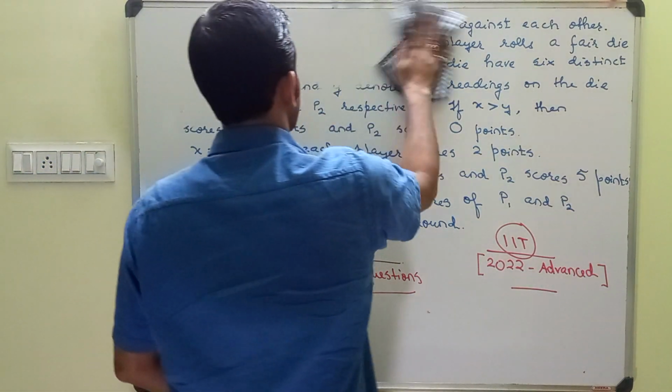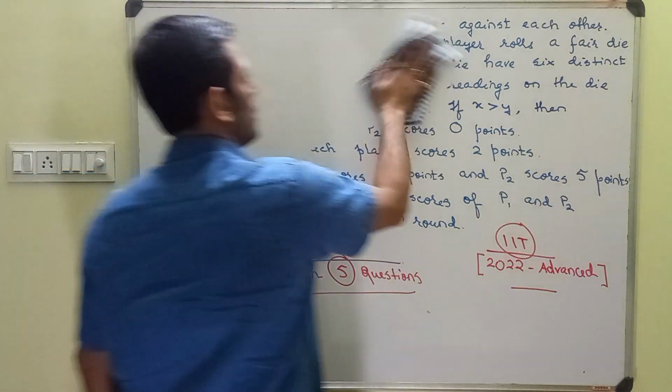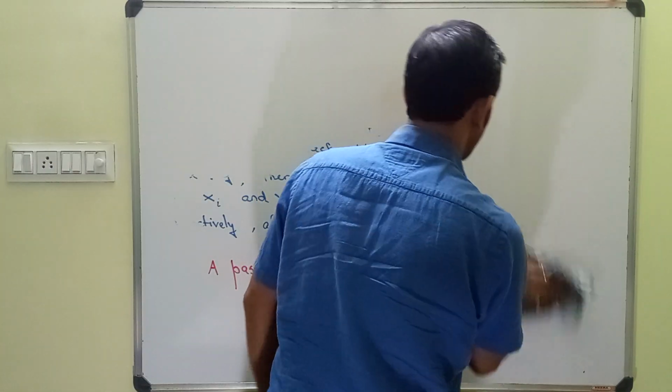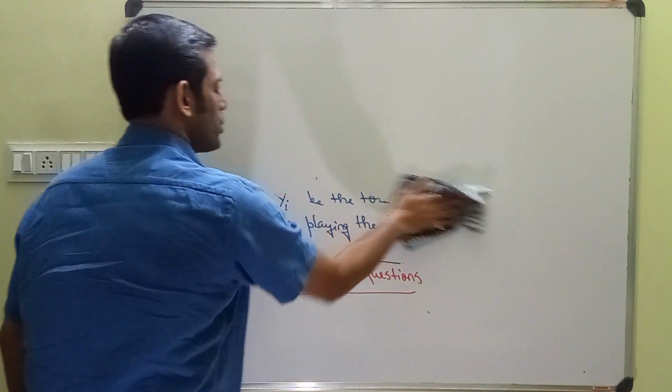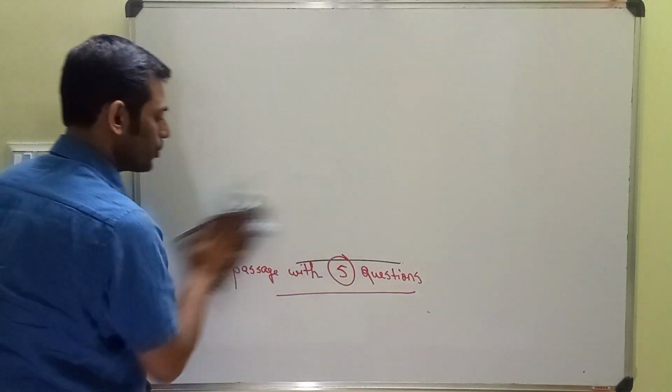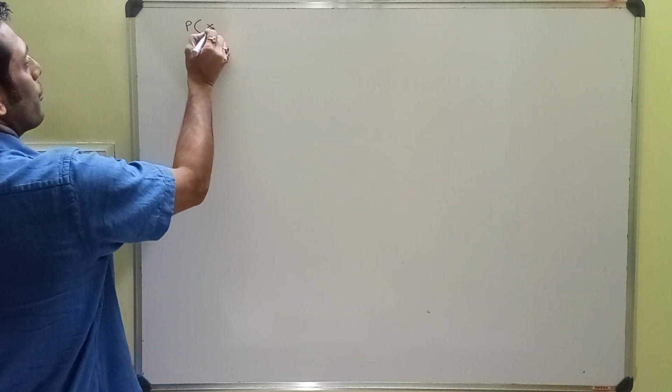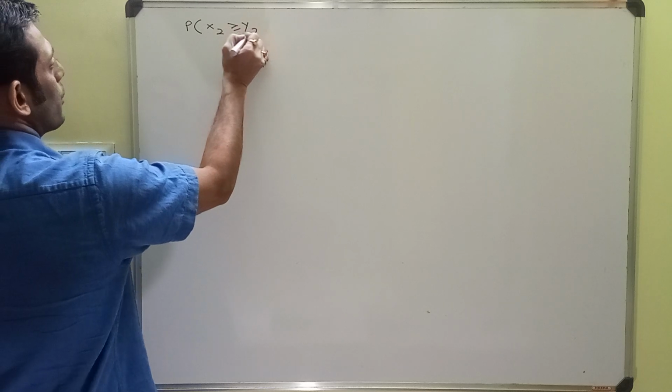Question 1 says, if X2 is greater than or equal to Y2, then what is the probability of that? The question number 1 begins like this: the probability of X2 greater than or equal to Y2.